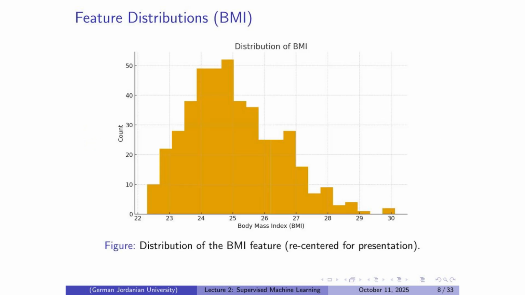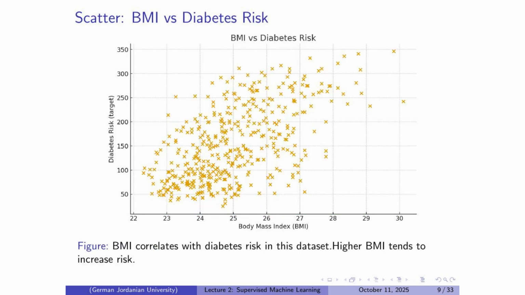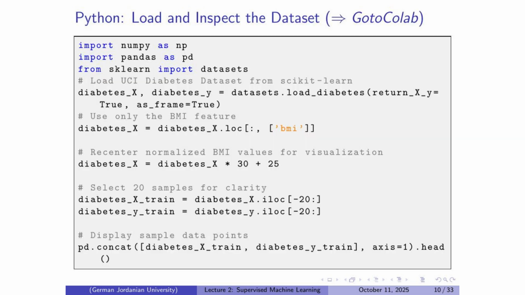Here we see how BMI values are spread in the dataset. Most patients have BMI between about 20 and 30. This scatter plot shows BMI on the x-axis and diabetes risk on the y-axis. You can see the higher the BMI, the higher the risk. A clear positive trend. In Python, we load the diabetes dataset, keep only the BMI column, and view some sample data. This helps us understand what the data looks like before training.